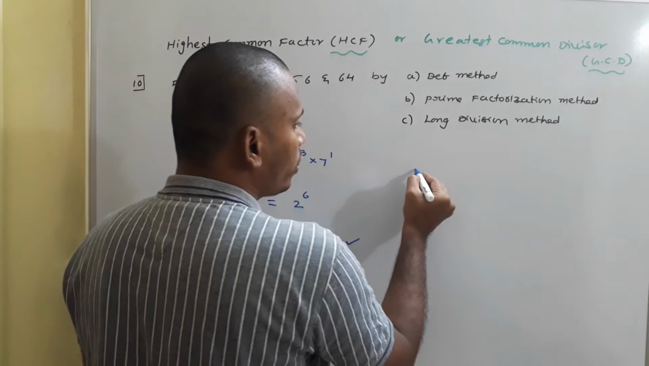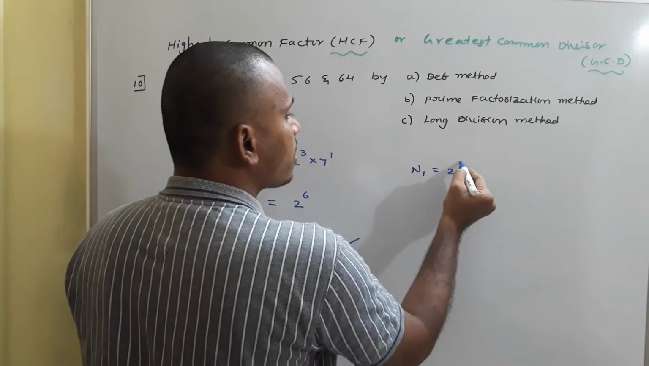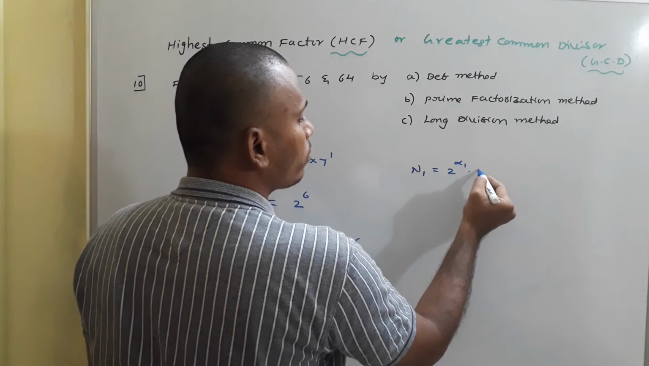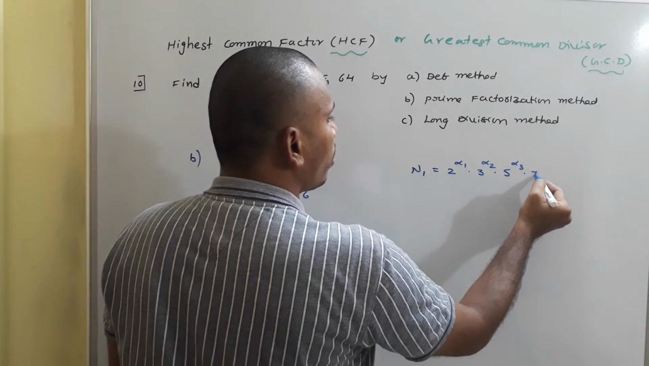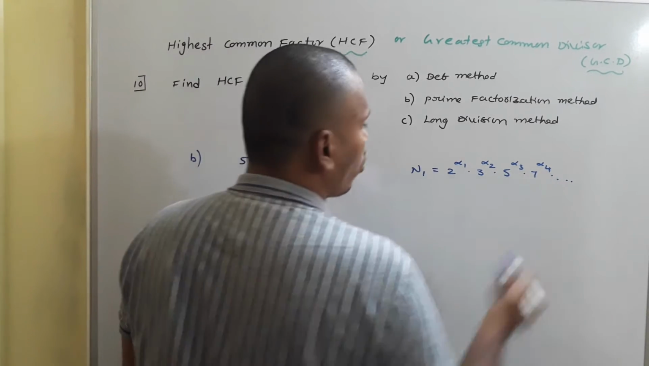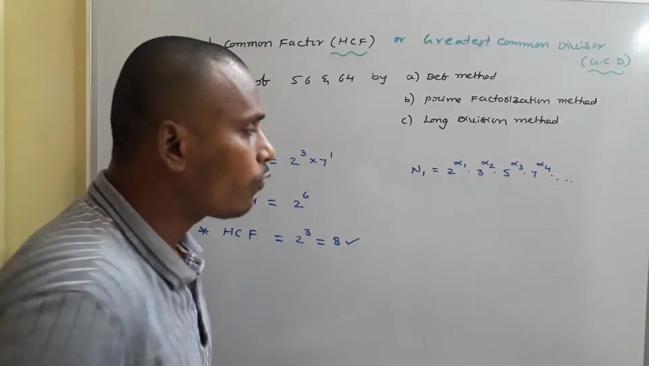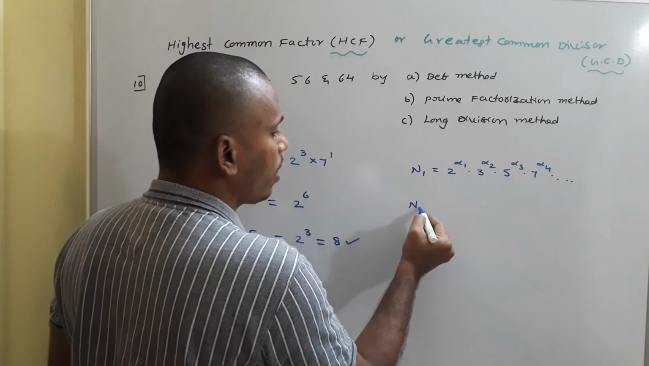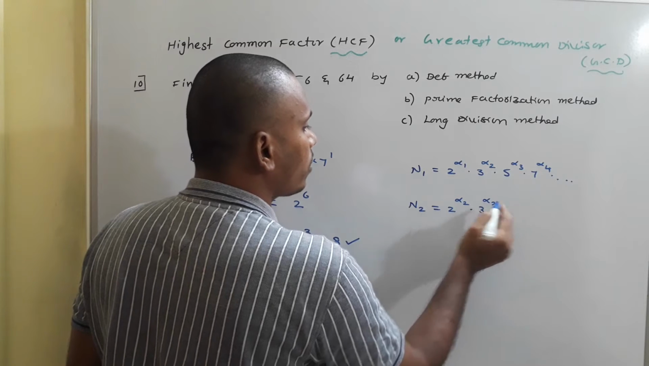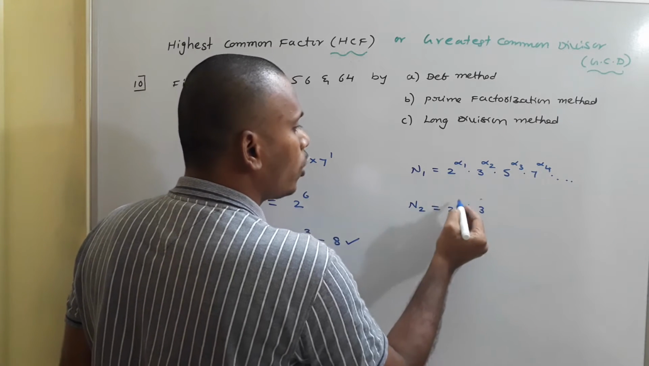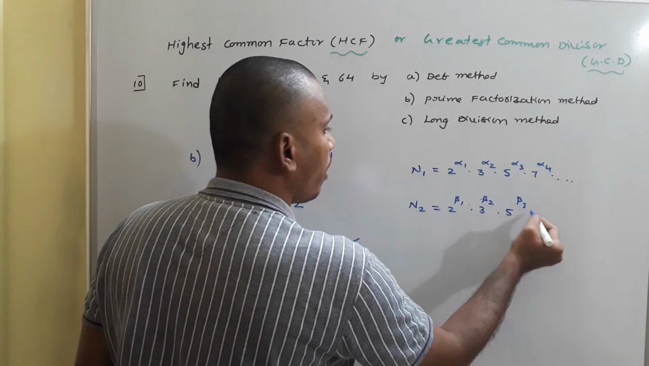See, what I am going to tell you is, first suppose I have a number n1 as 2 power alpha 1 into 3 power alpha 2 into 5 power alpha 3 into 7 power alpha 4 into, and so on. All these 2, 3, 5, 7 are prime numbers. These alpha 1, alpha 2, alpha 3, alpha 4 are the powers of those prime numbers. This is n1. And suppose you have n2 as 2 power beta 1, 3 power beta 2, 5 power beta 3, and so on.